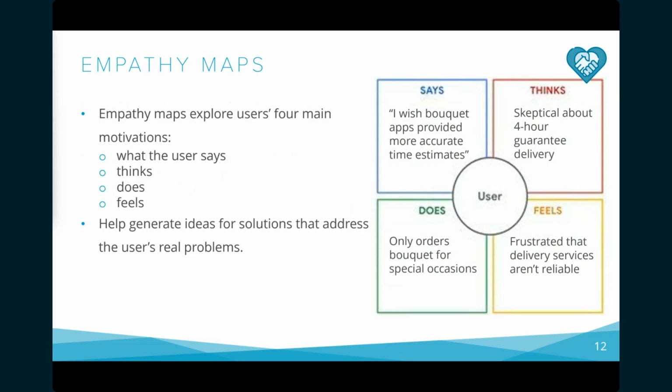And these empathy maps explore users' four main motivations. So what the user says, what the user thinks, what the user does, and what the user feels. So here is an empathy map that provides insights which help you come up with ideas for solutions that address the user's real problems. So in this example, a typical user says that I wish bouquet apps provided more accurate time estimates, and he thinks skeptical about 4-hour guarantee delivery, and what he does is only orders bouquets for special occasions, and he feels frustrated the delivery services aren't that reliable. So this is an empathy map of a user.